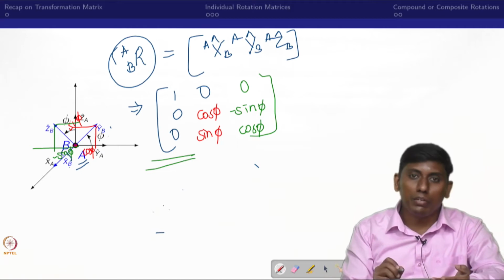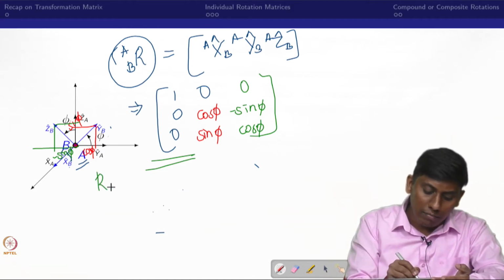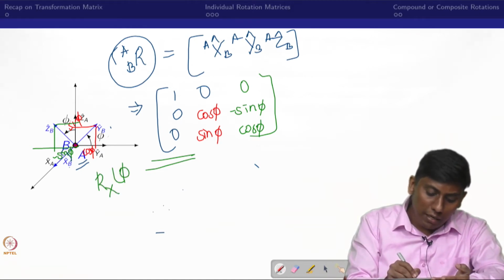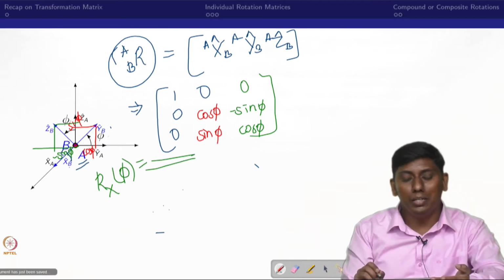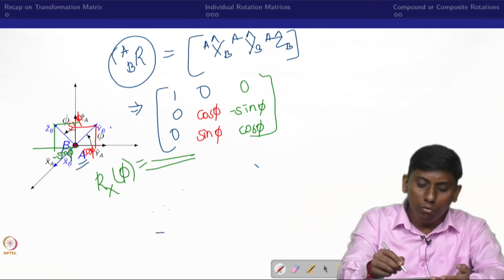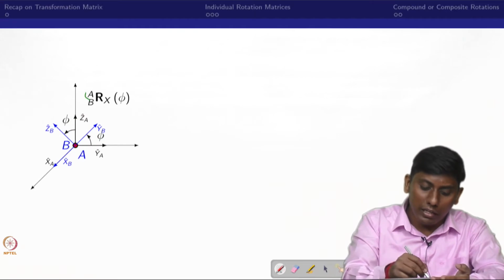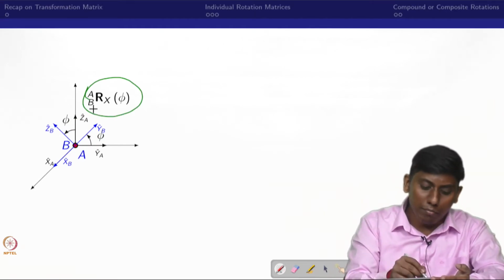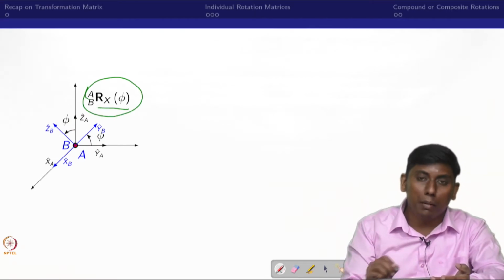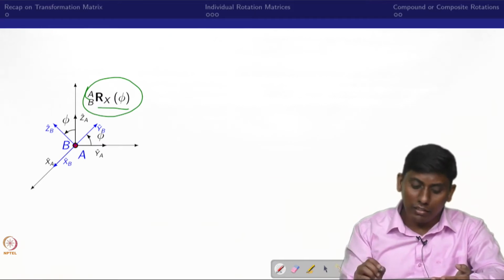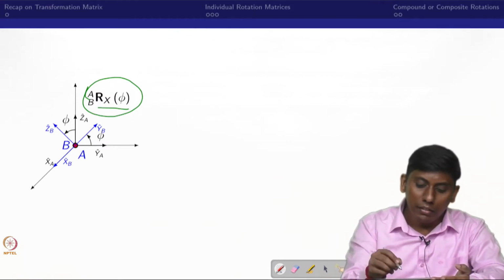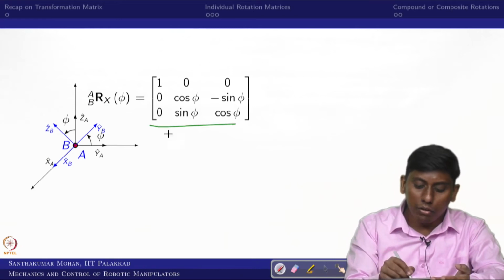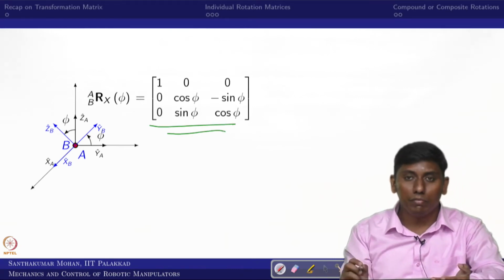So now this is equal to R x of phi angle, right? This is what we call the individual rotation matrix. I hope this is what we have written: the rotation matrix of B with respect to A, where the rotation happened only with respect to the x axis by a phi angle. Then we can write the rotation matrix in this form. This is what we have seen, right?